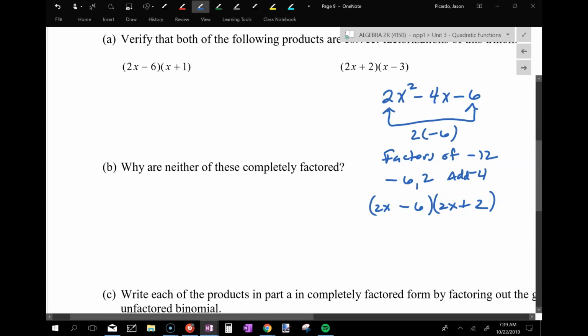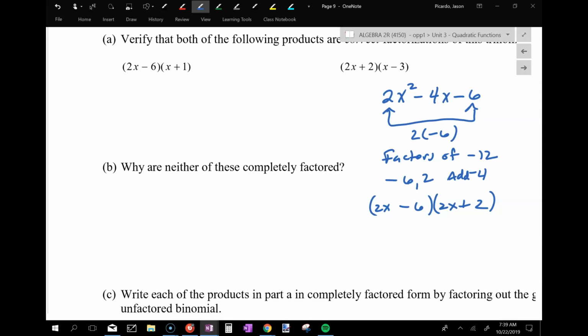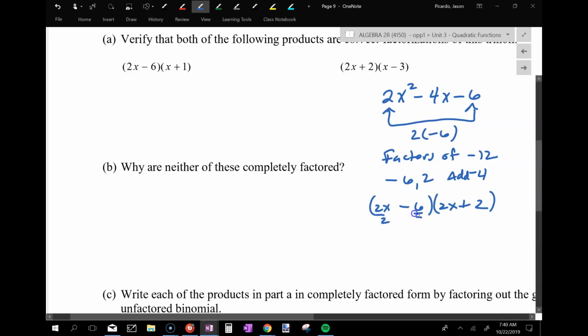All right, so in that first group, okay, stop, freeze, hold it. In that first group, what do I have that I can take out? A 2. And if I take it out, what do I get? An x minus 3. In that second group, when I take that out, what do I have? X plus 1. But how do I know that that can't be the answer?